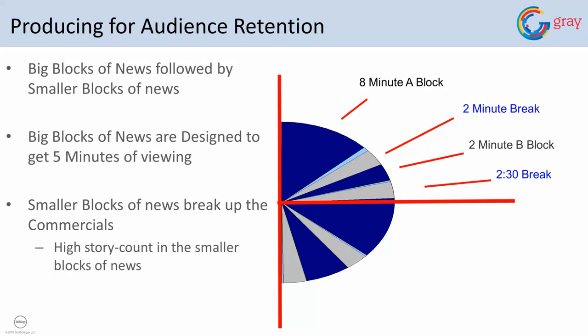Here's a different way to look at it with that 8-minute A block, a 2-minute commercial break, a 2-minute B block. The little light blue indicates teases that you would want to get through here. Teases become really, really important. We'll talk about that in a couple of seconds.